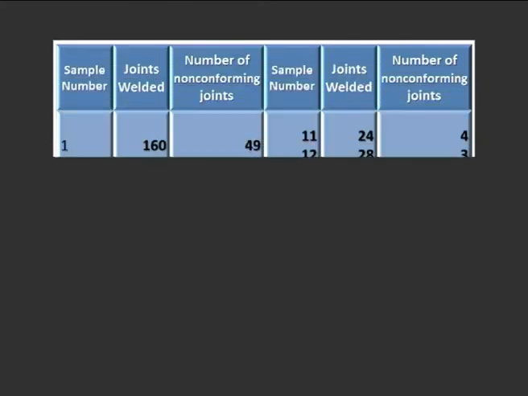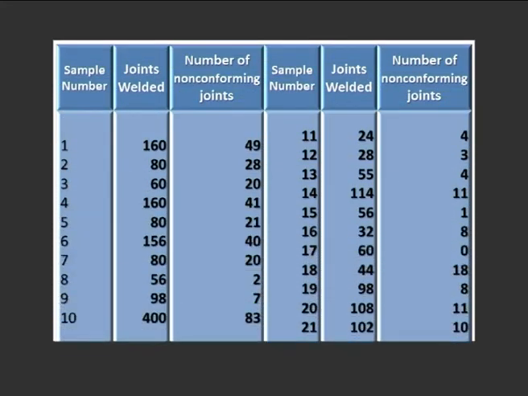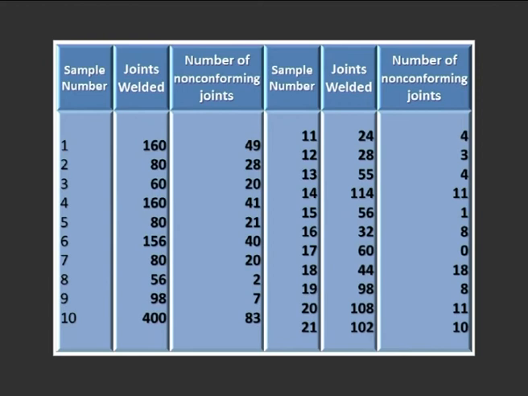A worked out example. The following data were collected on stub joints in different indents. The following table shows the number of joints welded and the number of non-conforming joints. How to analyze this using a P chart?